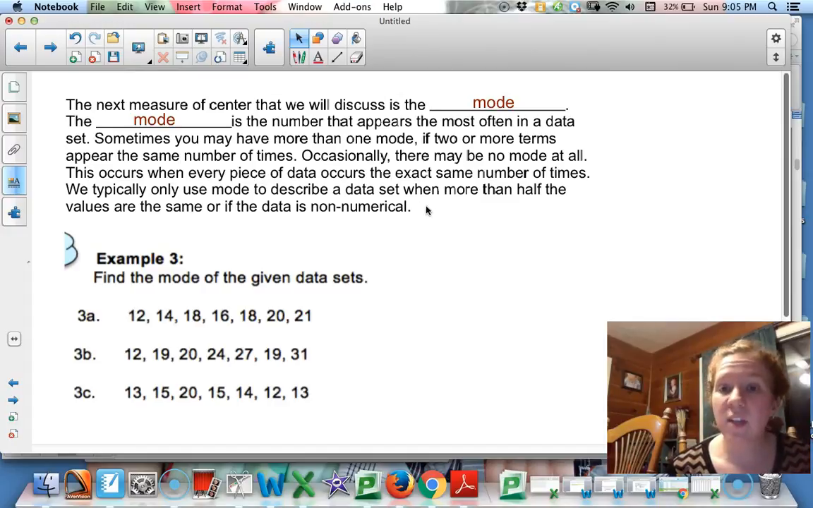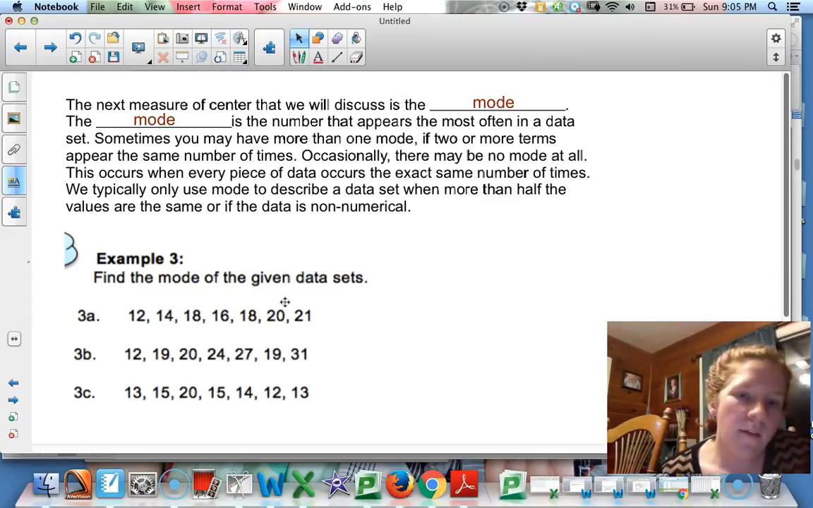The best time to use mode is when you have one set of data that is more than half of your values, so it's overwhelmingly representative of the data set, or if it's something that's non-numerical, like if I'm asking you guys to vote on who your favorite teacher is, then that would be something where the mode would be the winner, because I'm not a number.